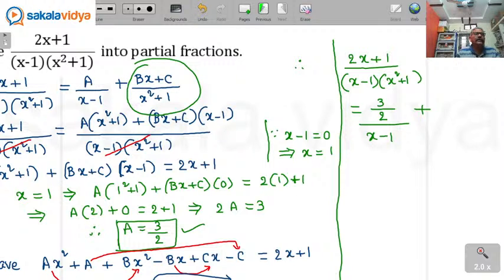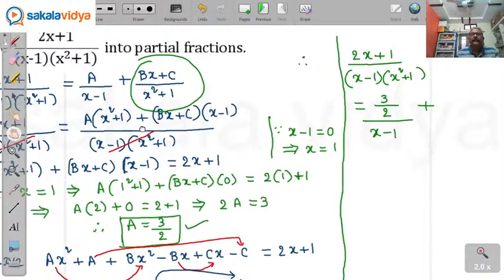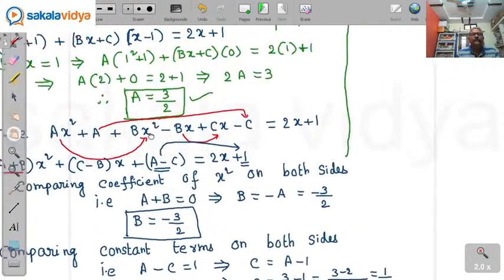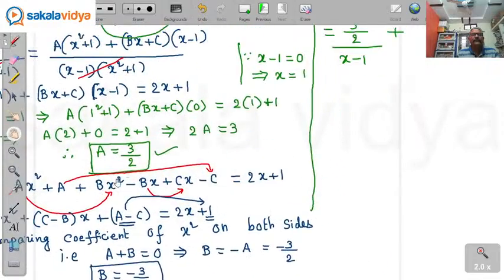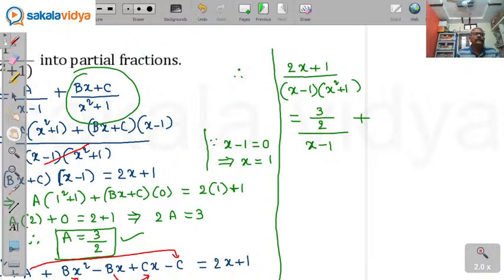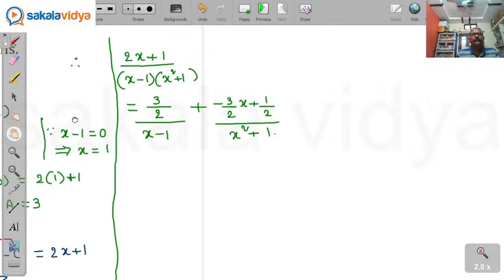The b value is minus 3 by 2, the c value is 1 by 2. So we can write minus 3 by 2 times x plus 1 upon 2, upon x square plus 1. Now we need to simplify this one to write the partial fractions.